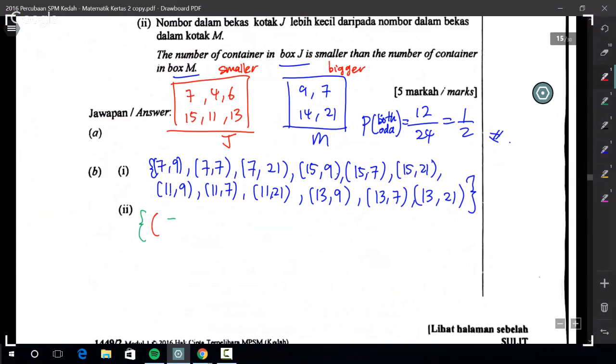So this one must be smaller. So here is 7. The other one must be 9. So here is 7. The other one can be 14. Because box J is smaller, right? So this one will be 7. The other one can be 21. All right. Then I will do the same thing for 4. 4 can be 9.